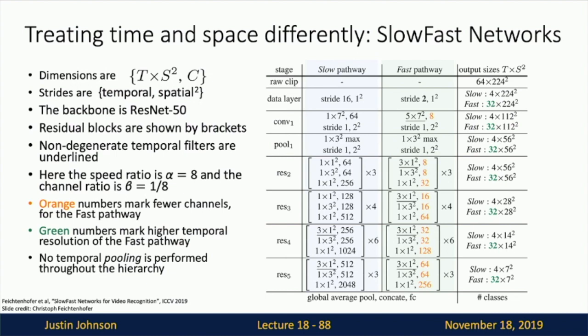So this brings us back to this idea of inflation. They take an existing ResNet 50 architecture that we know works well on images, and then inflate it in time to form each of these two streams. But now the difference is that the slow pathway operates at a very low frame rate, and the fast pathway operates at a very high frame rate.